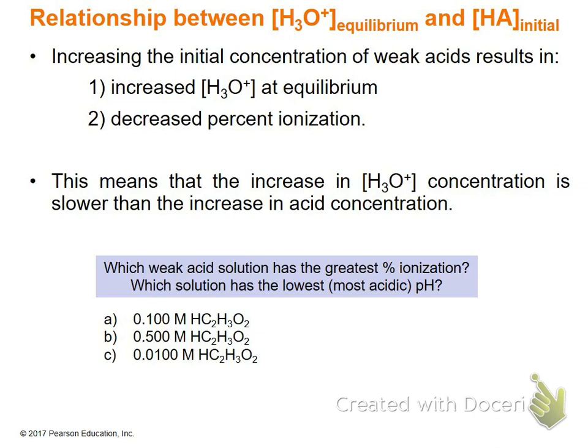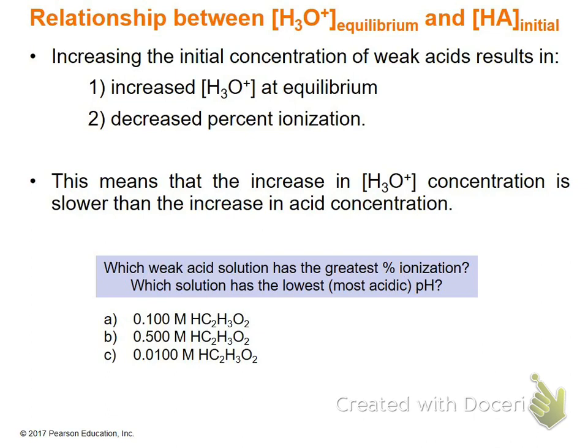The overall percent ionization of that acid, because again, the formula for percent ionization is the concentration of the hydronium ion divided by the initial concentration. So increasing that denominator, the concentration of the weak acid, will generate a lower percent ionization because you're not getting enough of the concentration of the hydronium ion. So here's an example. Which weak acid solution has the greatest percent ionization? And which solution has the lowest, most acidic pH?